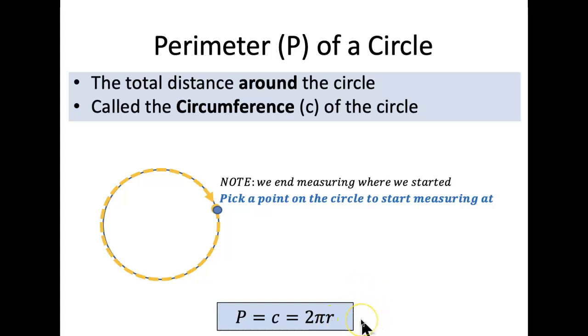Another way to define the circumference, since 2 radii equal a diameter, is pi times diameter. So circumference could also be 3.14 or pi times diameter. It depends on what they're asking for in a problem. If they ask for an exact answer, they're looking for an answer that has pi in it. If it's a decimal approximation, then you can use the 3.14 as an approximation.